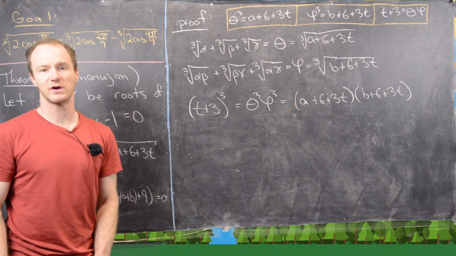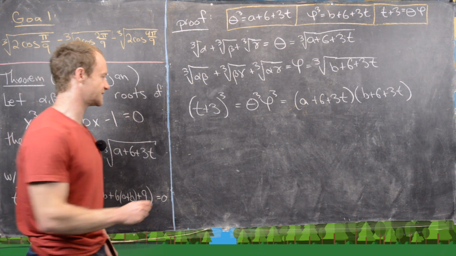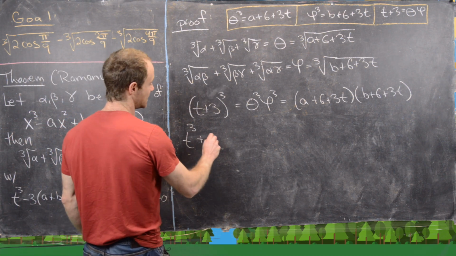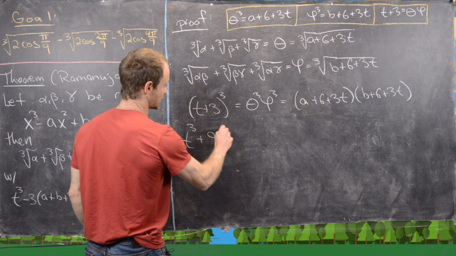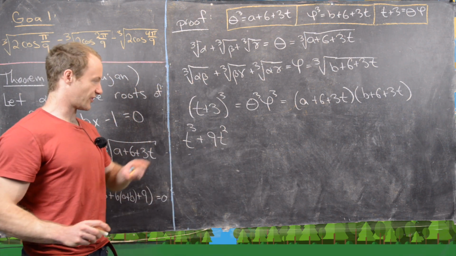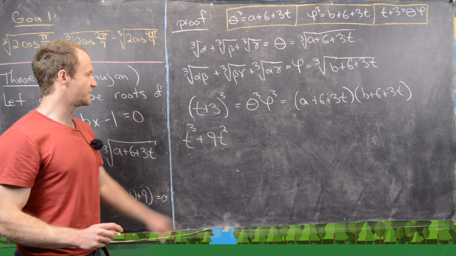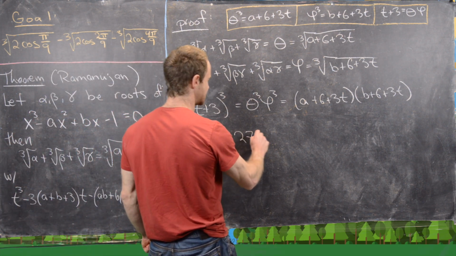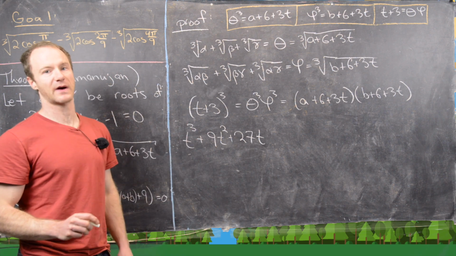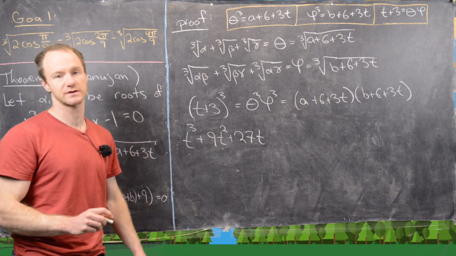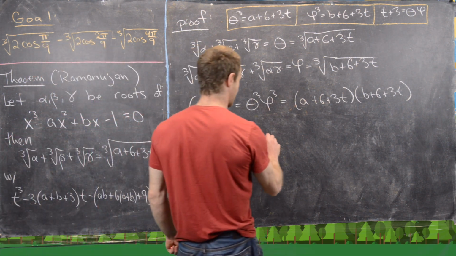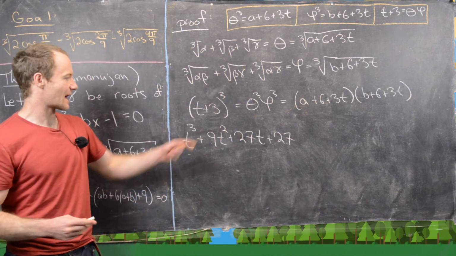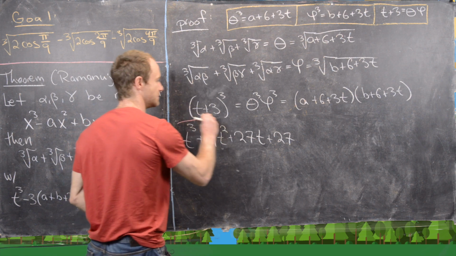Now the next thing that I want to do is multiply out both sides of this equation. So that's going to give me t cubed plus 9t squared. Notice I get a 3 from the binomial coefficient and then a 3 from this right here, plus 27t. Again, I get a 3 from the binomial coefficient and then times 3 squared. And then finally plus 27, and that is from 3 cubed. So that's what happens to this left-hand side.